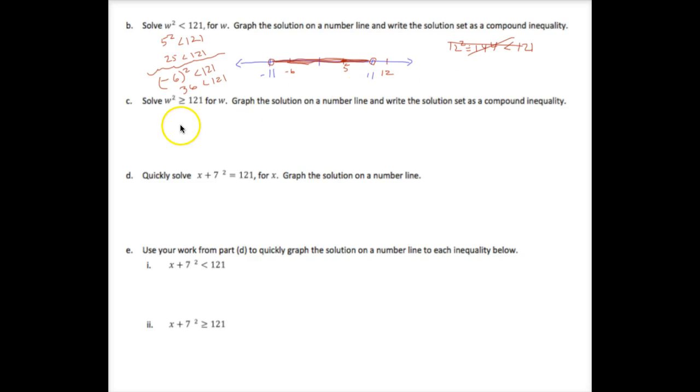In example B, we looked at cases that were less than 121, and now we've got to look for greater than or equal to. So the difference is we're going to have a solid dot, and now we want numbers that are bigger. When we tested 12, we were bigger. We know that everything in between is too small. Negative 12 quantity squared, would that be greater than or equal to 121? 144 is greater than or equal to 121.